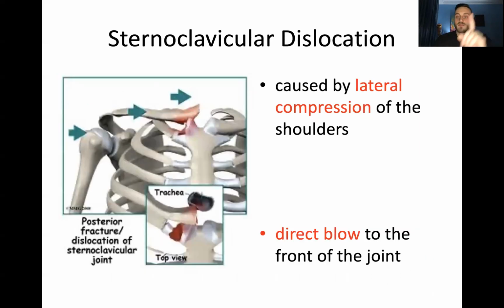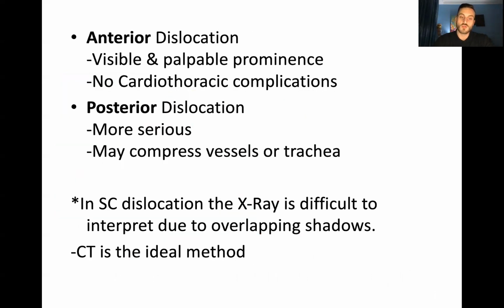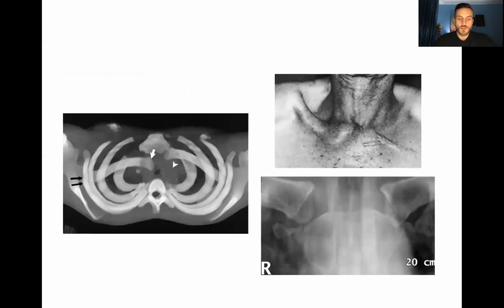For the sternoclavicular dislocation, either it's anterior or posterior. Anterior, you can see it, it's less harmful. Posterior, sometimes it's worse because it can compress the trachea and the major vessels. So you can confirm it by CT scan, as you can see on this CT. You can see it's posteriorly dislocated inside the thorax.